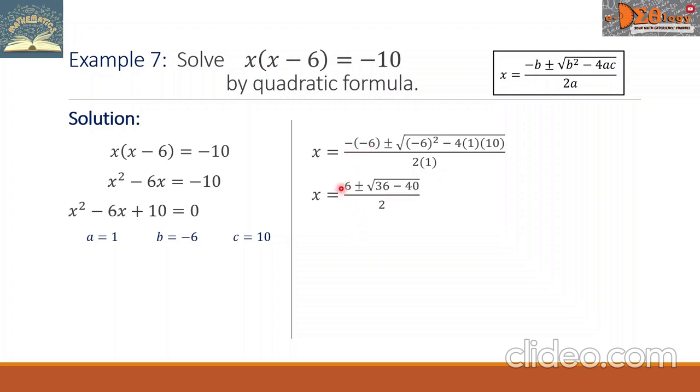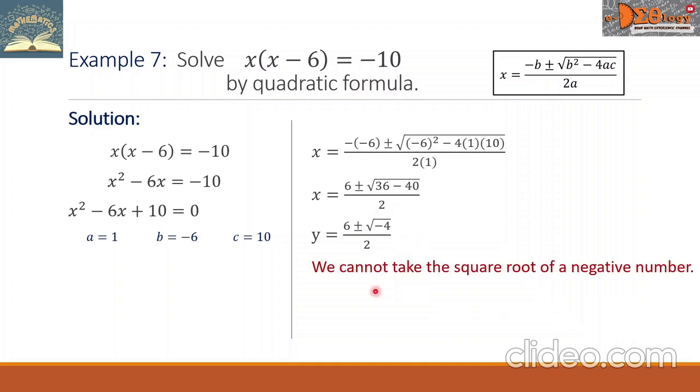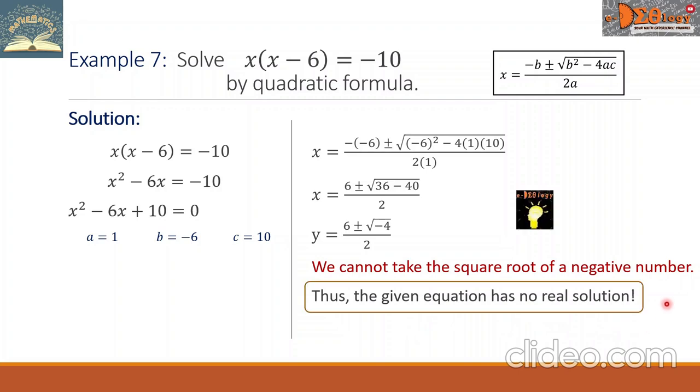Negative and negative becomes positive 6 plus or minus the square root of negative 6 squared is positive 36. Then we multiply 4 times 1 times 10. So we have here minus 40, all over 2 times 1 is 2. When we simplify the radicand, 36 minus 40 gives us negative 4. We cannot simplify this square root because we cannot take the square root of a negative number. So we stop in here. Thus, the given equation has no real solution. This is our answer.